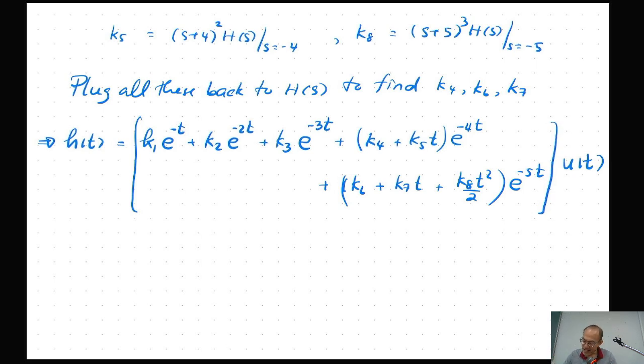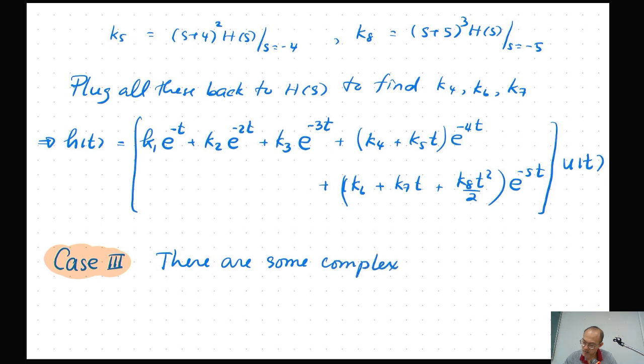Now the last case, which is case number 3. Case number 3 is when there are some complex poles. So if you notice up to this point, no poles are complex numbers. But when there are complex poles, you have to consider case number 3. This is the third case. Some poles are complex numbers.